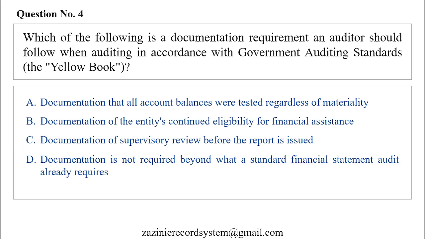Correct answer is letter C. Explanation. Letter C is correct because the Yellow Book specifically calls for documenting that supervisory review took place before the report goes out, adding an extra layer of accountability beyond a typical financial statement audit. Testing every account balance regardless of materiality, or documenting program eligibility, aren't genuine Yellow Book documentation requirements.